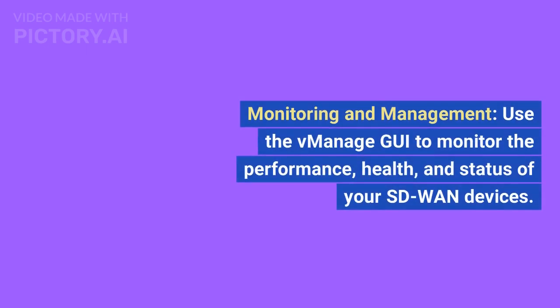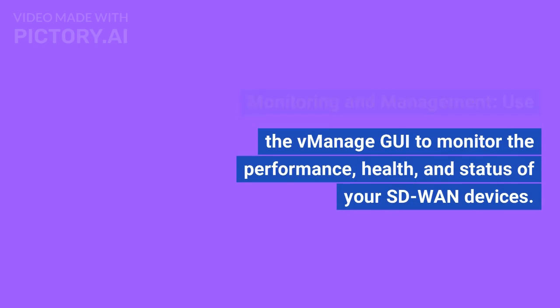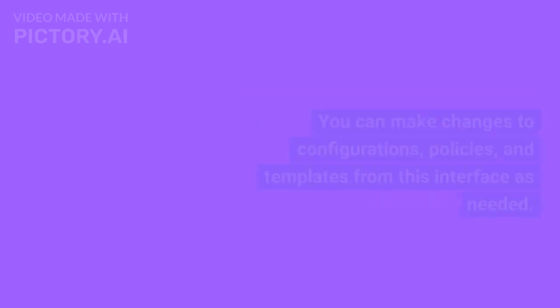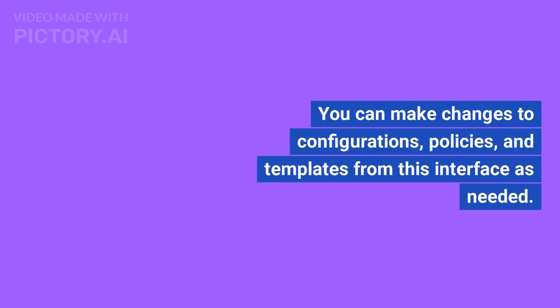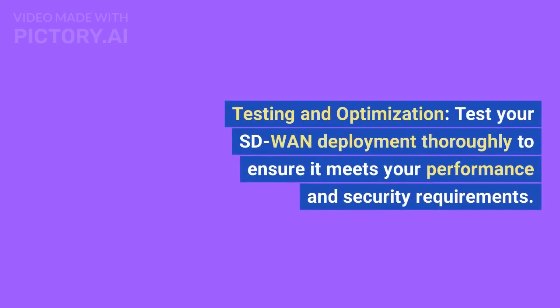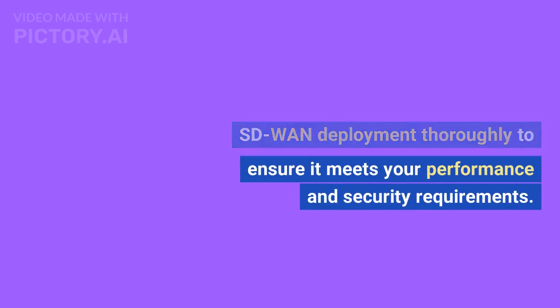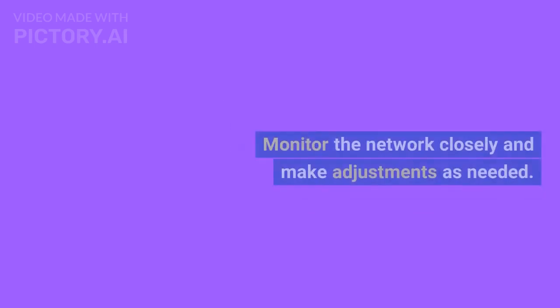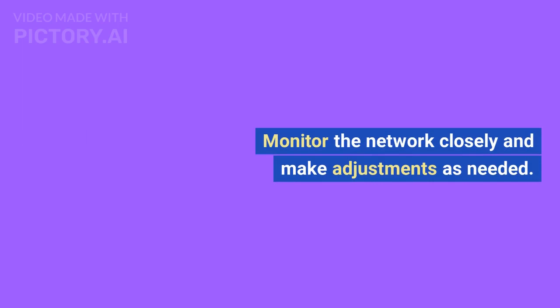Monitoring and management. Use the vManage GUI to monitor the performance, health, and status of your SD-WAN devices. You can make changes to configurations, policies, and templates from this interface as needed. Testing and optimization. Test your SD-WAN deployment thoroughly to ensure it meets your performance and security requirements. Monitor the network closely and make adjustments as needed.